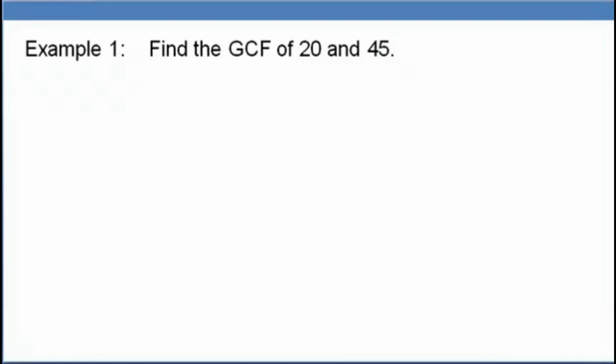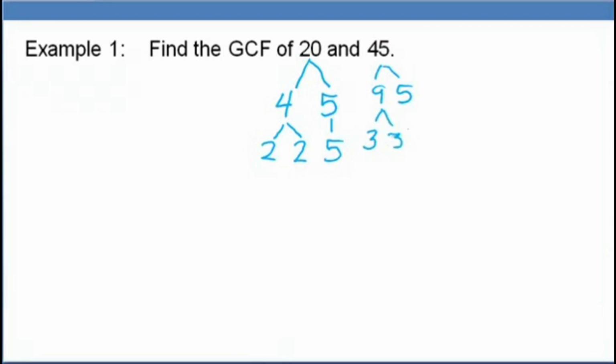But we want a technique. So what we're going to do is break these numbers into primes. So for 20, we could break down to 4 times 5. And then we keep going. So 4 will give us 2 times 2. And 5 is already prime. For 45, we can do 9 times 5. And 9 will keep going. And 5 is already prime.